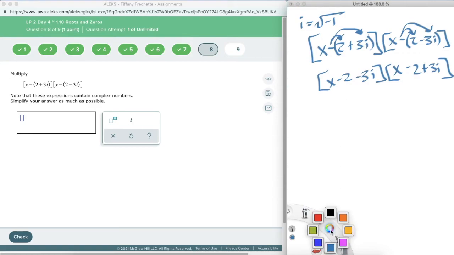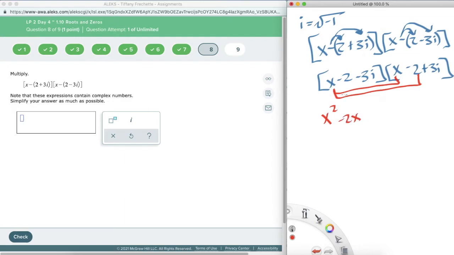I like to do this where I take this first one and I multiply it by everything. So I get x squared. And then I get x times negative 2 is negative 2x. And then for the last piece here, I get x times 3i, plus 3xi.